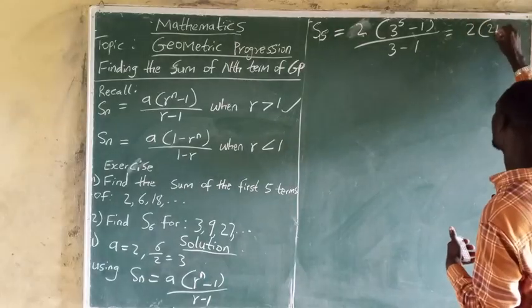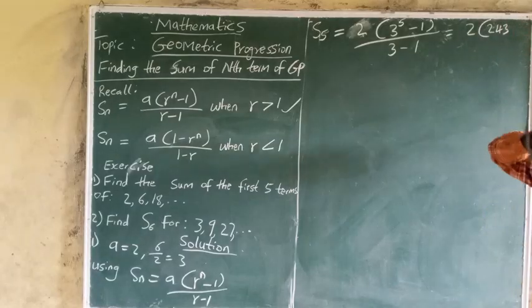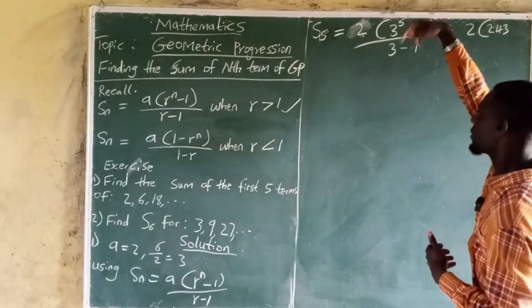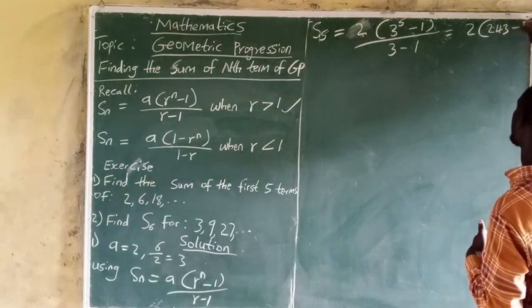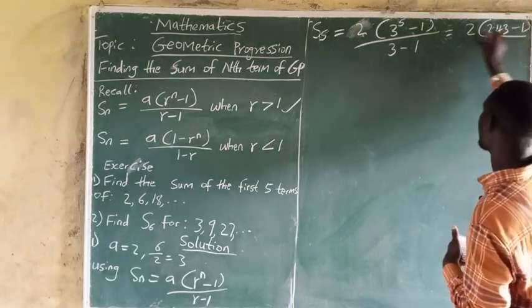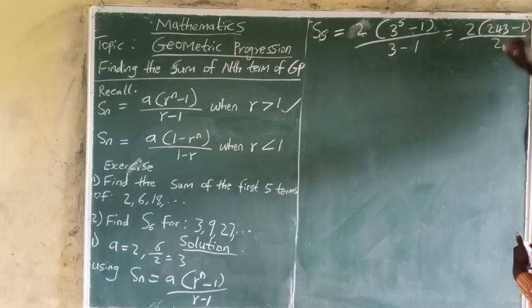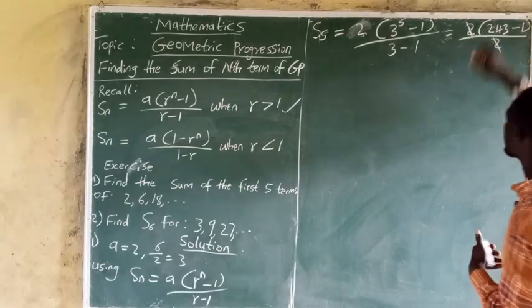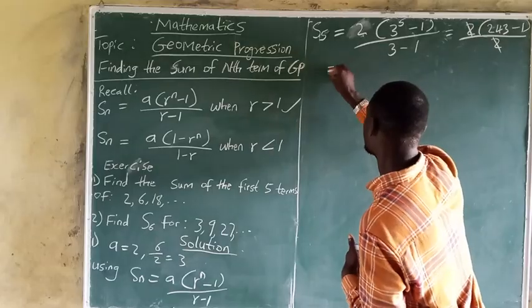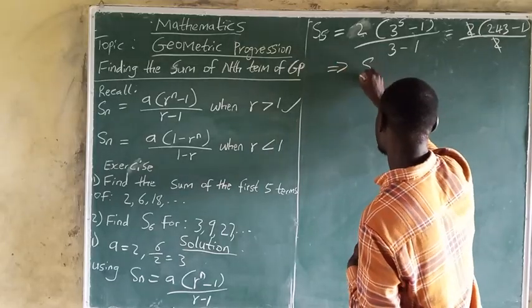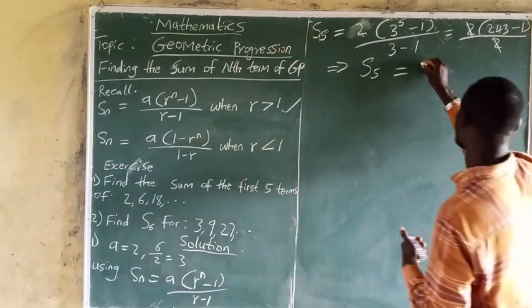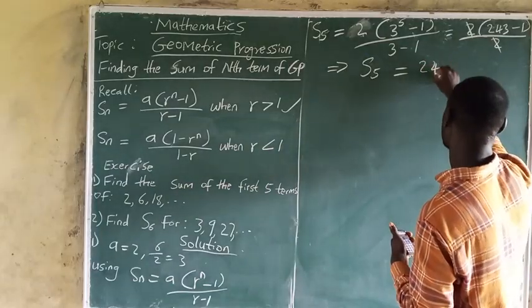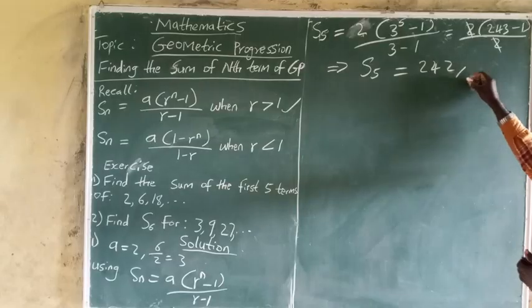This will give us 243. 3 times 3 times 3 into 5 places will give us 243, minus 1, all divided by 2. If you observe very well, these 2, we cancel these 2. So this implies that S of 5 is equal to, if you take away this, you have 242 as our final answer.